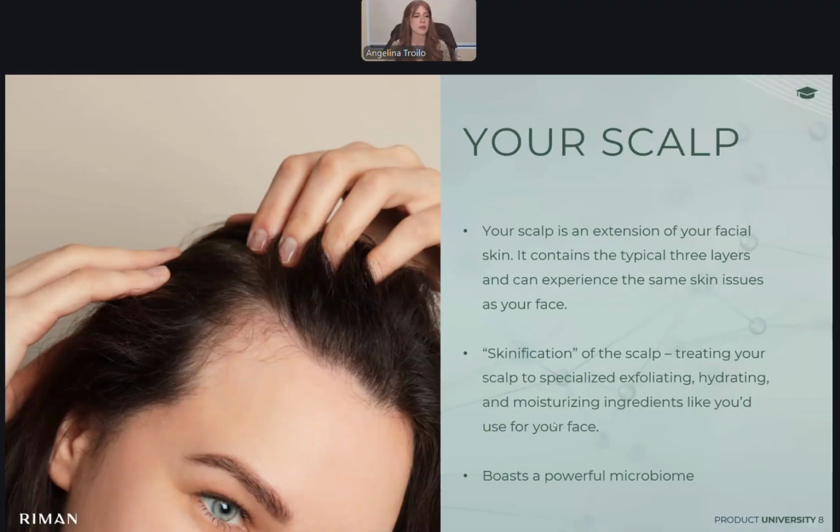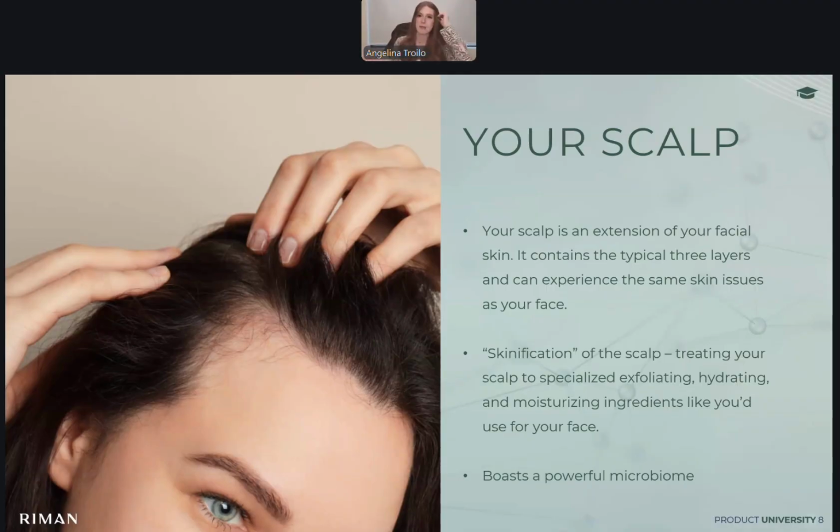In more recent years, it's become a trend of skinification of the scalp, in which you treat your scalp to specialized exfoliation or hydrating and serums to really treat it as if you are creating a skincare routine for it. Now, I follow many scientists who think skinification is silly because it's almost as if saying that water is wet, because of course your scalp is skin, should be treated as skin.